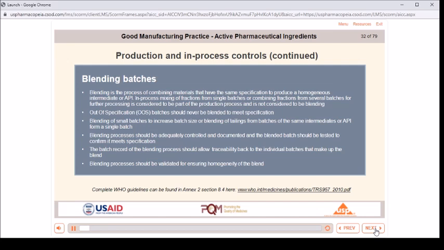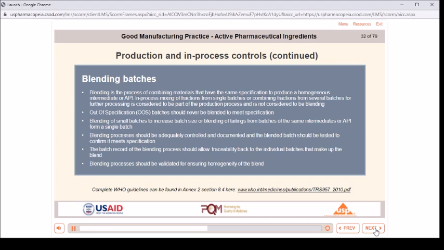Production and in-process controls, continued. Blending batches. Blending is the process of combining materials that have the same specification to produce a homogeneous intermediate or API. In-process mixing of fractions from single batches or combining fractions from several batches for further processing is considered to be part of the production process and is not considered to be blending. Out of specification, OOS, batches should never be blended to meet specification.